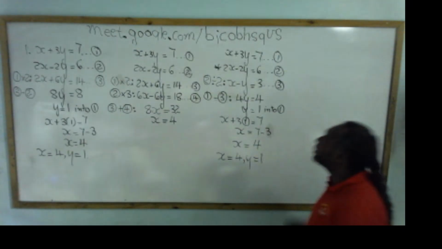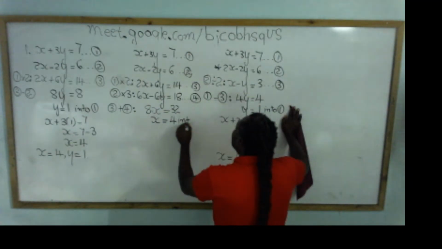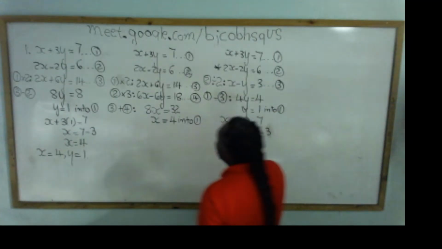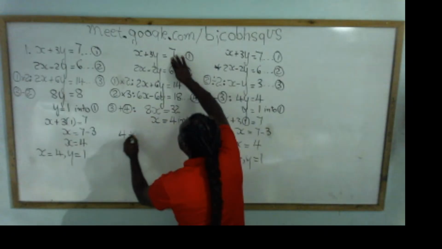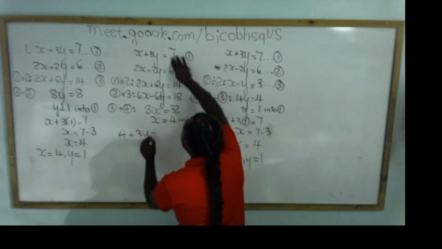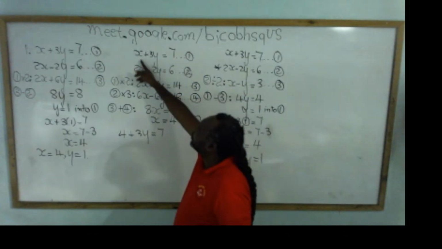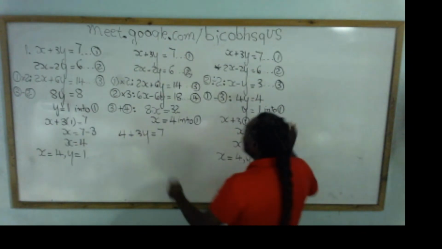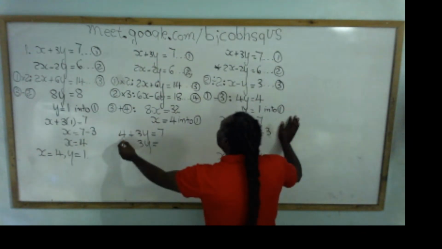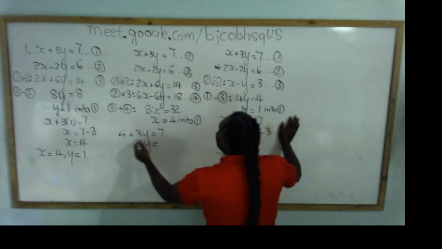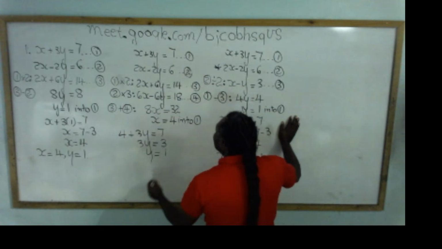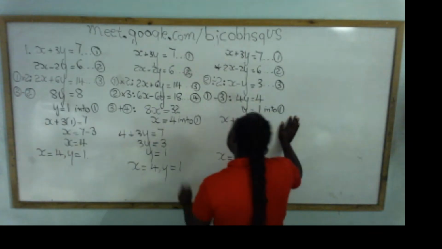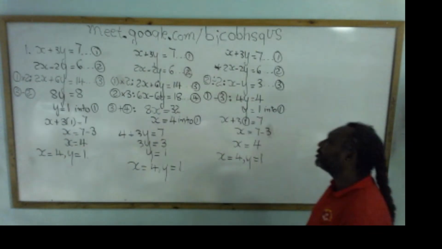We're going to still put that into equation 1. When we put that into equation 1, what do we have? 4 plus 3y is equal to 7. x is equal to 4, so where we see x, we put 4. So 3y is equal to, we're going to eliminate this 4 by subtraction, 7 minus 4 is 3. And then y is equal to 1. Then we say x is equal to 4 when y is equal to 1. Come on, students, you should not allow me to go so far with this one.